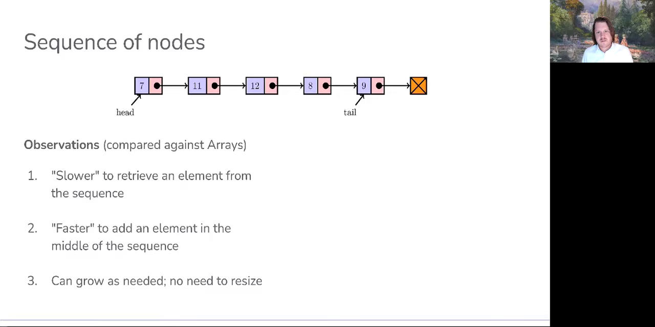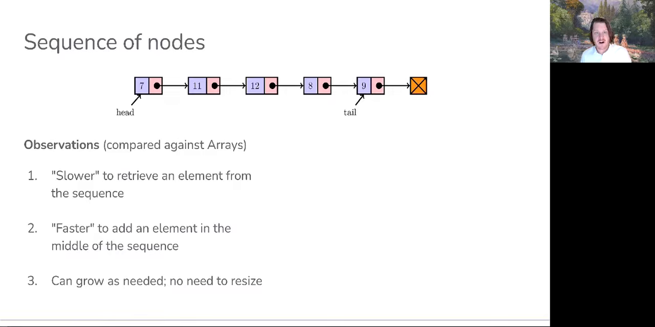So a couple of observations about using this sequence of nodes compared against using our vector events. When we have this string of dynamically allocated objects chained together in memory, one observation is that it's slower to retrieve an element from the sequence. We haven't explicitly shown this, but if we were searching or wanted the third element within this sequence of nodes, the only way to get there is through the entry point to our list, head.